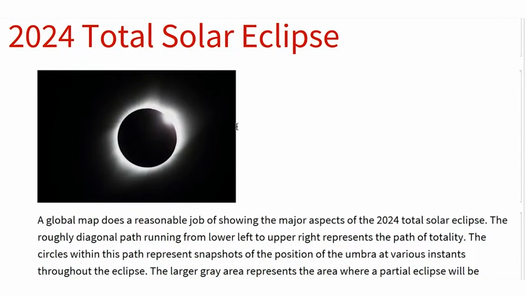If you're in the path of totality, it's safe to look at the sun. Look at the sun when this phase is happening, and you'll actually be able to see the outer atmosphere of the sun. So it's a very cool thing to look for.